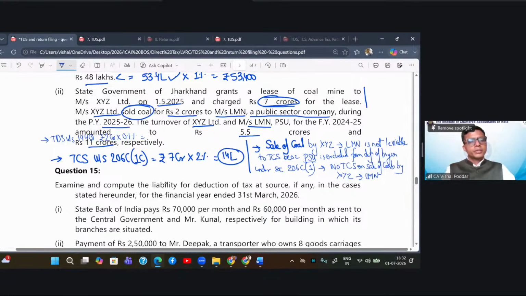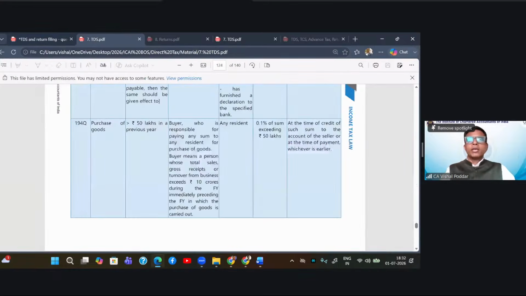Is this correct, students? Students, I'm asking something. Or why am I asking? Here the threshold you have to deduct, and on excess you have to calculate the TDS. Read this. 0.1% of the sum exceeding 50 lakhs.